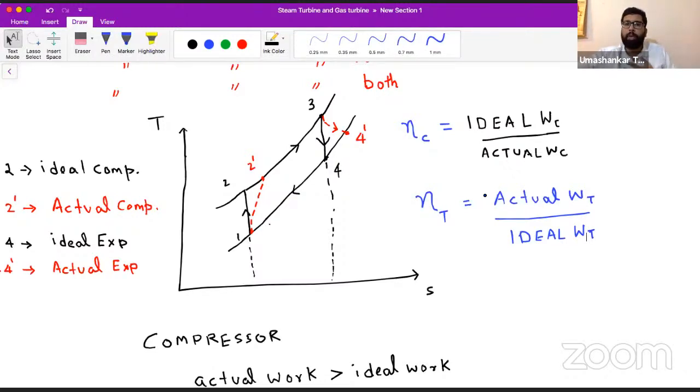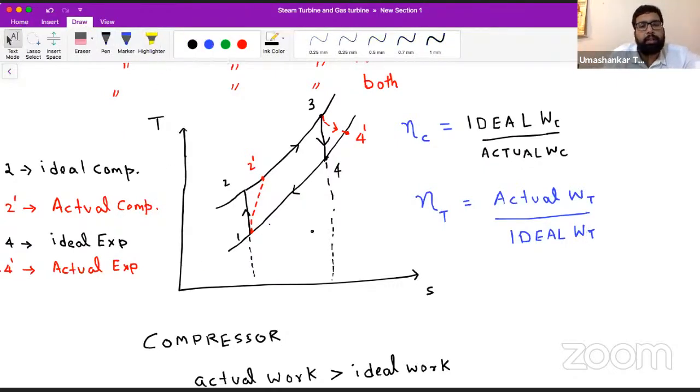Always we have to consider our loss. It is very obvious that when you are giving work, your loss happens when you have to give more. Secondly, if you talk about the turbine, you are getting work, so your loss will be more when you get less work. So when actual work is reduced in the turbine, you will face some losses, and this will be represented by the isentropic efficiency.